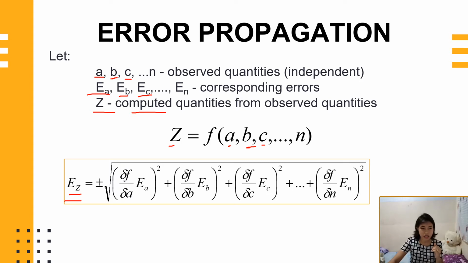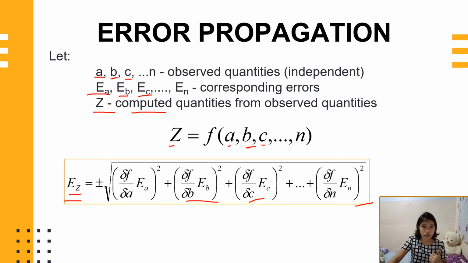So, plus minus the square root of the partial derivative of f, function ng f over the partial derivative of a, times the error na kukunin natin sa a squared. So, this is the same all throughout. So, ito yung mangyayaring concept ni error propagation. So, I have here some of the types of error propagation and how are we going to identify these errors.